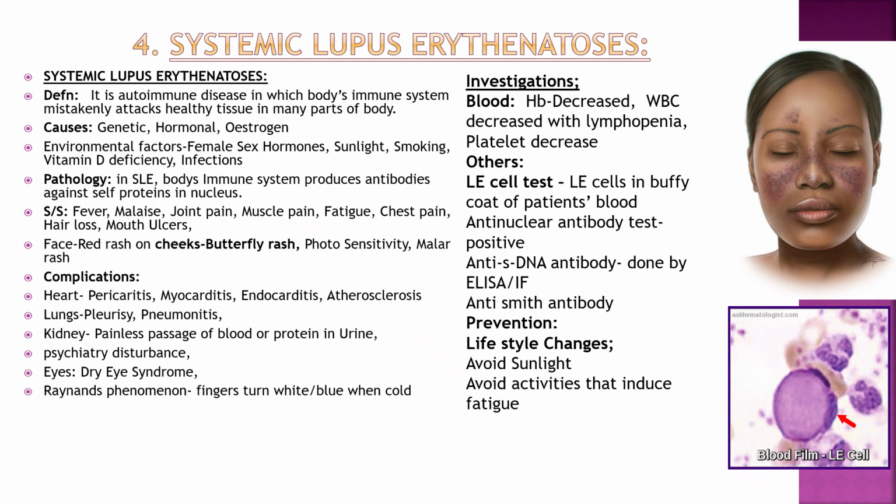Systemic lupus erythematosus. So it is autoimmune disease in which body's immune system mistakenly attacks healthy tissue in many parts of body. Causes can be genetic, hormonal like estrogen, environmental like female sex hormone, then sunlight, smoking, vitamin D deficiency, infections. In SLE, body's immune system produces antibodies against self proteins in nucleus. Symptoms can be fever, malaise, joint pain, muscle pain, fatigue, chest pain, hair loss, mouth ulcers, face red, rash on cheeks, that is called butterfly rash, photosensitivity, malar rash, that is on cheeks.